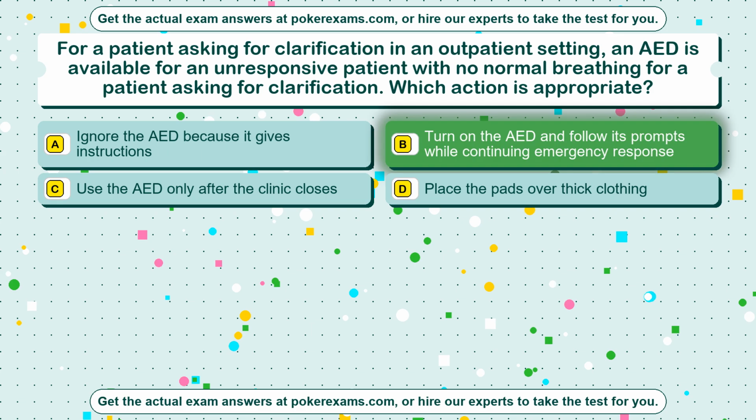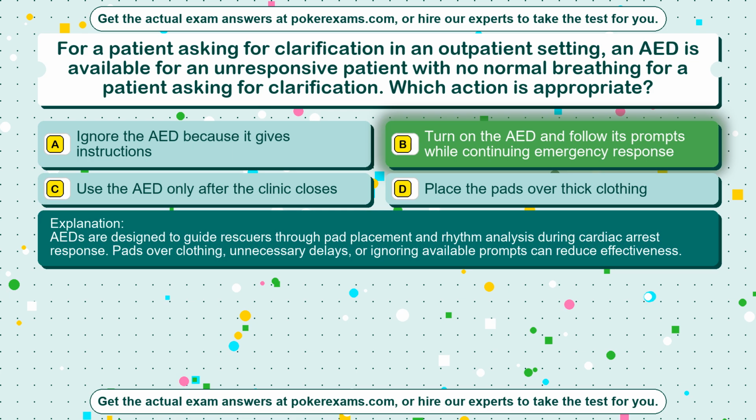The correct answer is option B. Turn on the AED and follow its prompts while continuing emergency response. AEDs are designed to guide rescuers through pad placement and rhythm analysis during cardiac arrest response. Pads over clothing, unnecessary delays, or ignoring available prompts can reduce effectiveness.